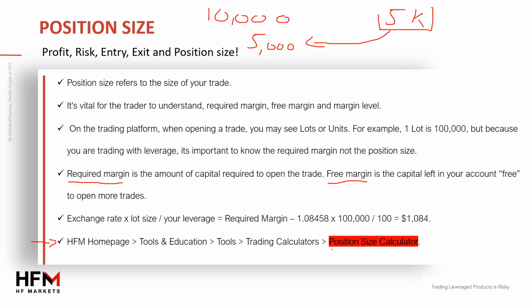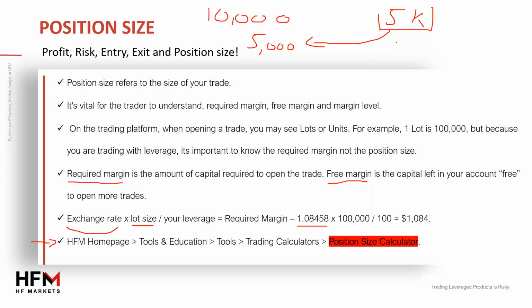Now, if you don't want the calculator to do it automatically for you, of course it is great if you do know the calculation. You're very simply just taking the exchange rate. So for example, I've got the example here actually. If we're looking at the Euro USD, this is the exchange rate, which I just took the price from the MT5. Then we times it by your lot size.